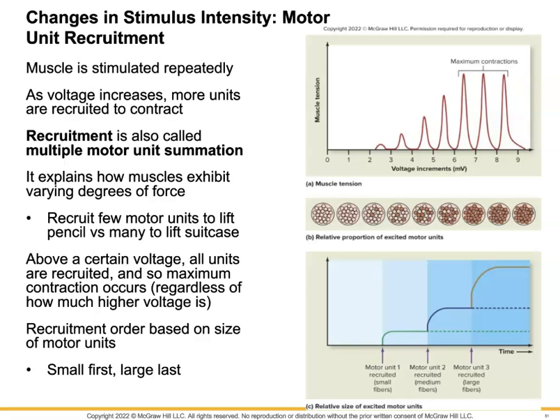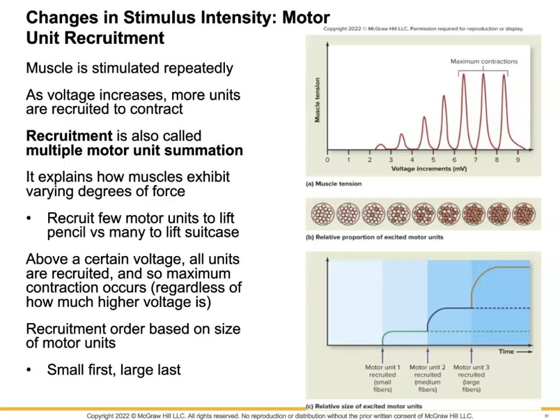So when we are applying a stimulus to a muscle cell, that stimulus is either going to be threshold and cause a contraction, or sub-threshold and not be enough to cause a contraction. Because motor units vary in their sensitivity to stimulation, each increase in voltage applied to a muscle causes a greater number of motor units to contract. So the tension generated with each muscle contraction increases until the point we call maximum contraction is reached, when all the motor units have been stimulated.